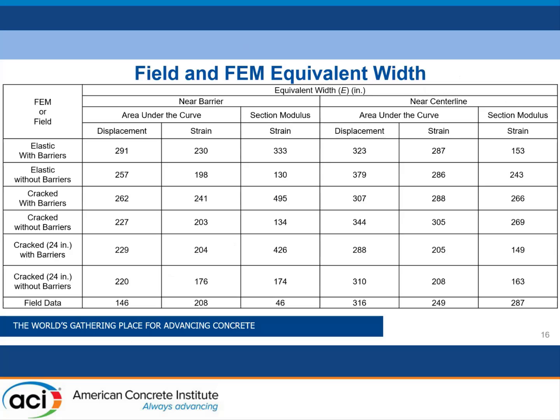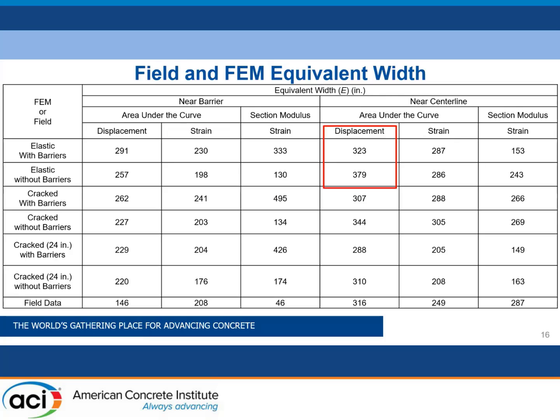So after we collected all the field data, we went ahead and used the two equations that we discussed earlier to look at the equivalent width of the structure. You can see that using displacement data and the area under the curve method for an exterior strip, or near the barrier, the equivalent width decreases when you take away the barriers, which makes sense. And this was true for both displacement and strain data.